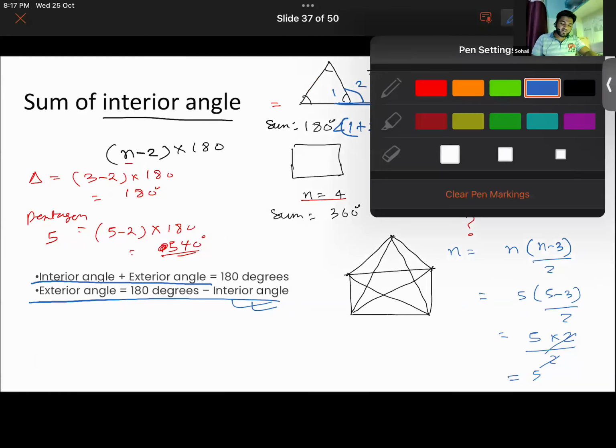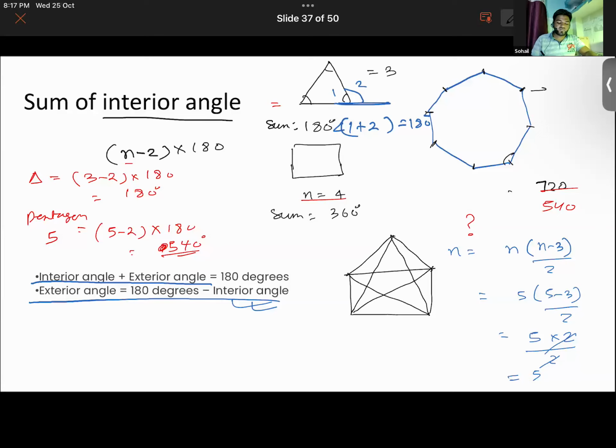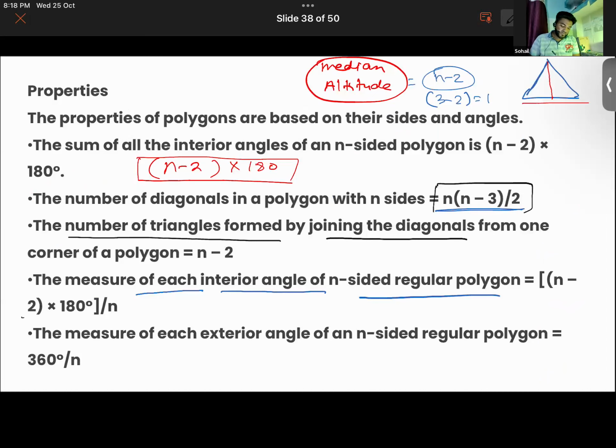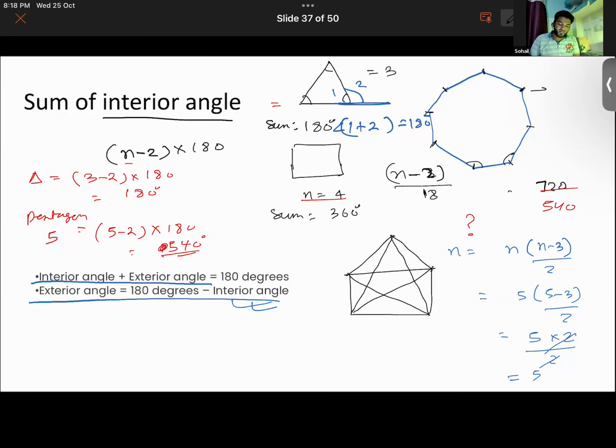Look here. If a simple polygon is given and I need to find the measurement of each exterior angle, what is the formula required? N minus 3 upon 180? N minus 2, sir. N minus 2. Okay, this was the formula: n minus 2 into 180 divided by n, right? Suppose n is 8 over here. So 8 minus 2, that is 6, times 180 upon 8, that is going to be 135 over here, right?